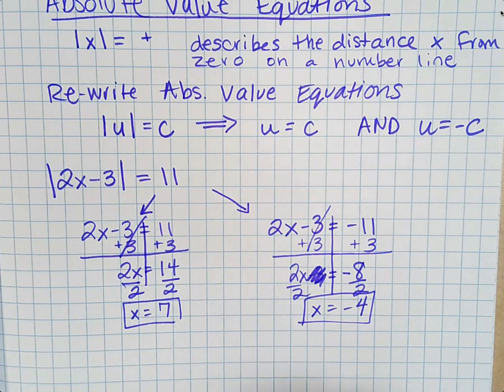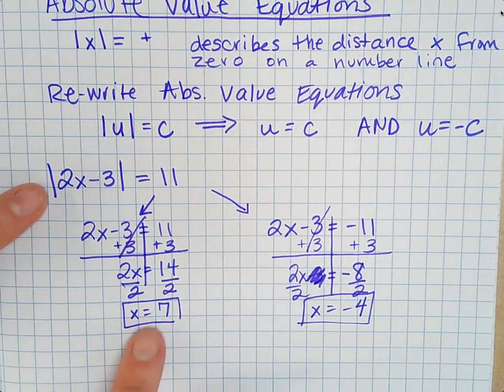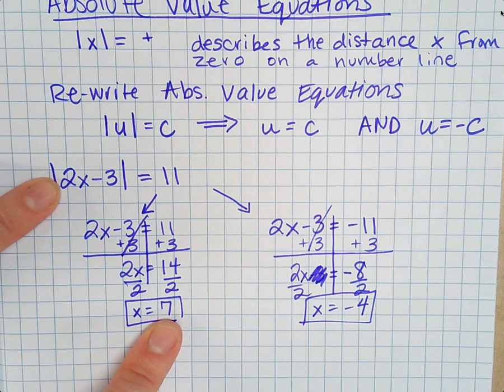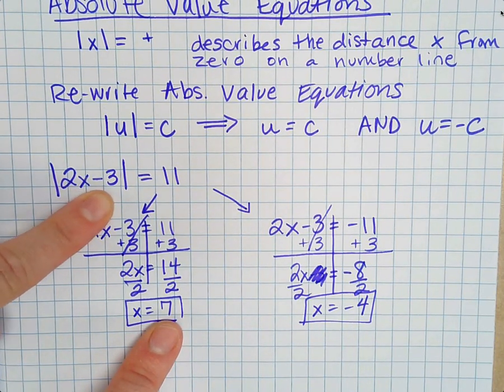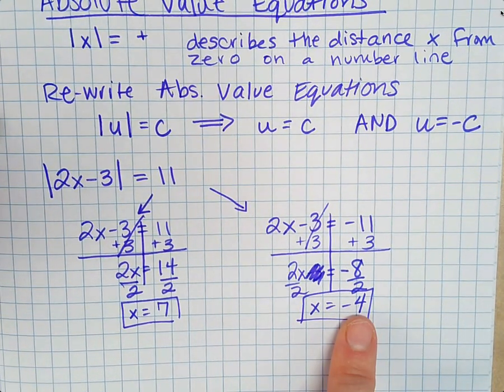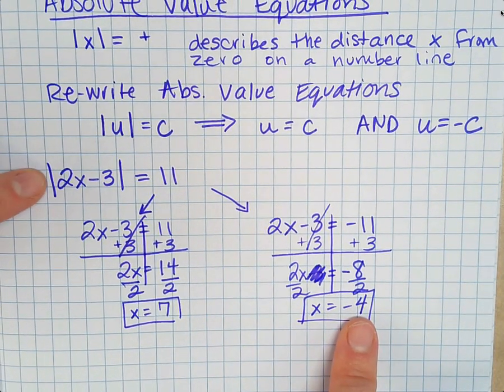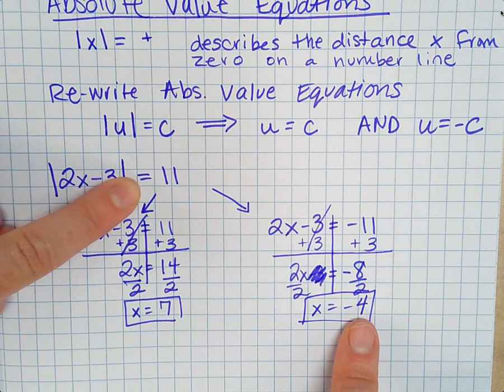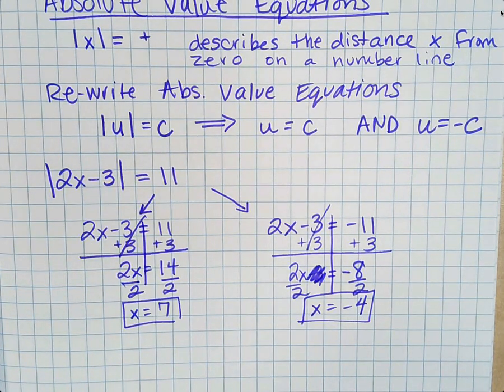So you would check each solution by plugging it in. We're just going to do it in our head. 2 times 7 is 14. 14 minus 3 is 11. Absolute value of 11 is 11. The next one, negative 4. 2 times negative 4 is negative 8. Negative 8 minus 3 is negative 11. But you take the absolute value and you get a positive 11.